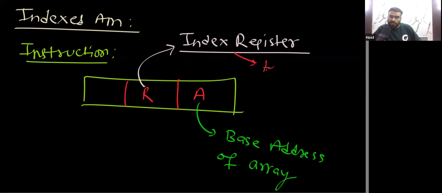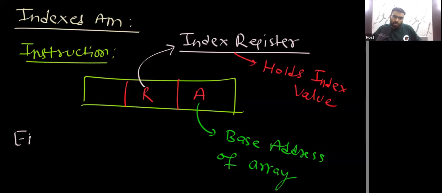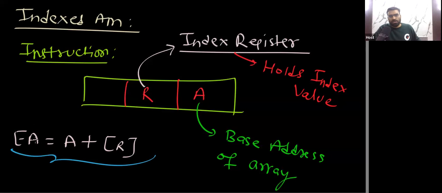This index register will hold the index value. And your effective address will be this A plus the content of R. This will be your effective address. Is this clear? So very simple.